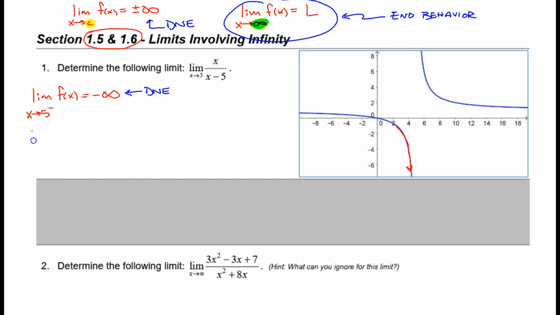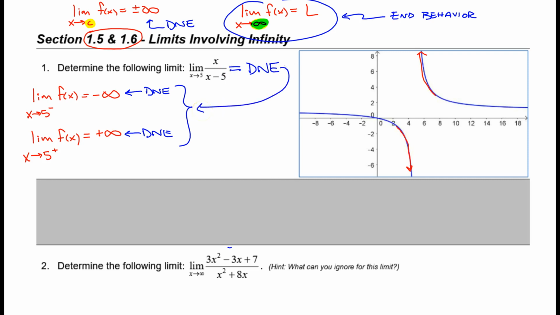Now let me look at it from the right-hand side. As we approach x equals 5 from the right-hand side, we go off towards positive infinity. And again, we know that this limit does not exist. So this right here, because the limit does not exist from the left and the right. Okay, guys, calm down, calm down. We know that the overall limit does not exist.